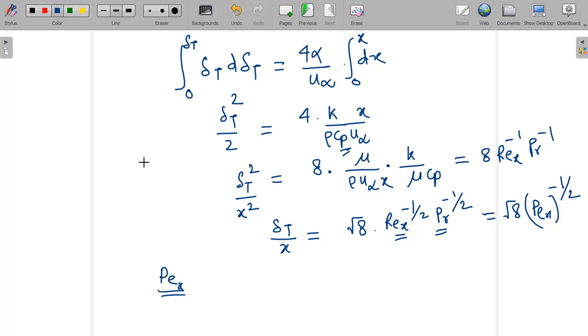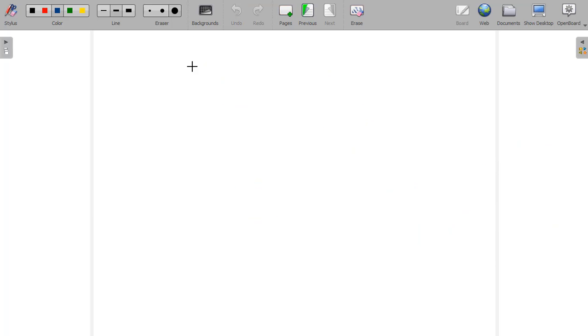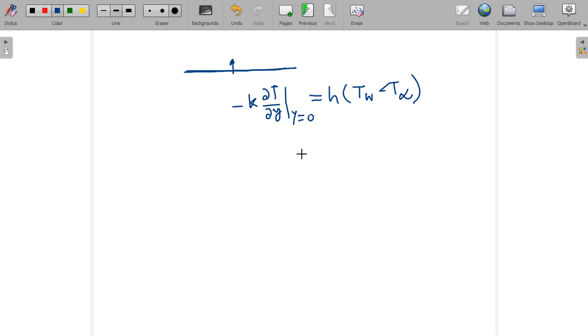Now our final objective is definitely to find out what is the local Nusselt number. So for that, we are going to use the relation that we know, that at the layer which is in direct contact, definitely that is pure conduction taking place. So you can use the Fourier's law, minus k into del T del y at y is equal to 0, and that heat flux must be equal to, according to Newton's law of cooling, h into T wall minus T infinity. Okay, so this we already know.